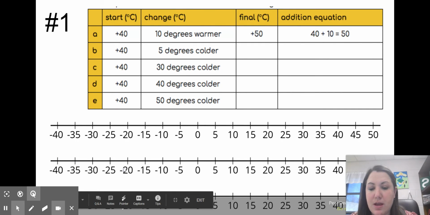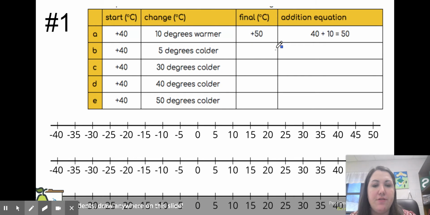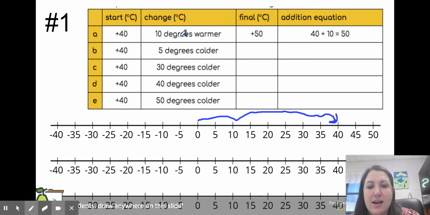What you are going to do, drawing on your slide, is use the table to figure out the final degrees. So for example, they've already done the first one for us. It started at 40 degrees Celsius. So we're going to start at 0 and draw an arrow up to 40. And then it got 10 degrees warmer. That means we know we're adding on a positive 10. And we're ending at 50 degrees Celsius. So my final is 50 here, and my addition equation is 40 plus 10 is 50.